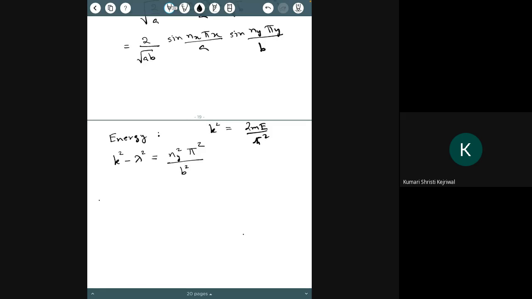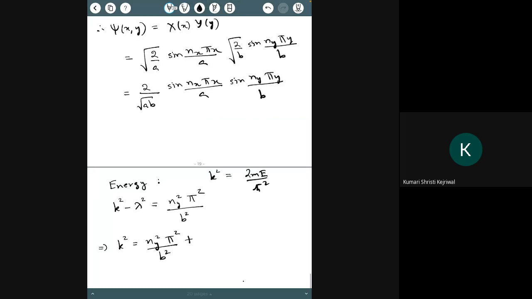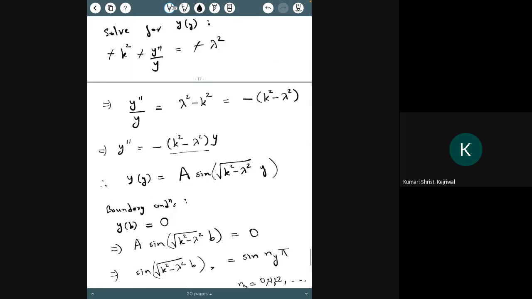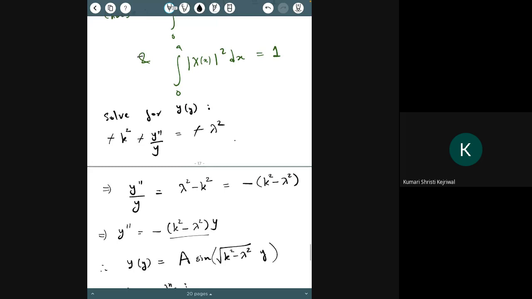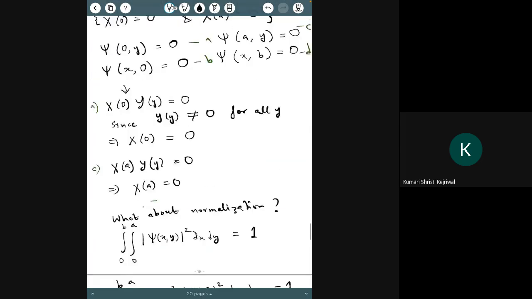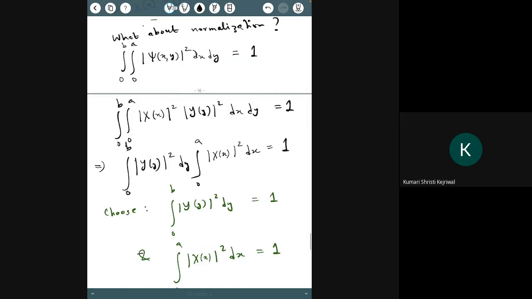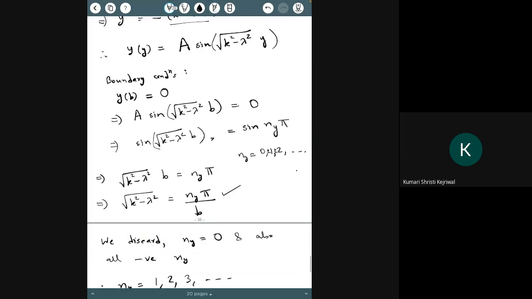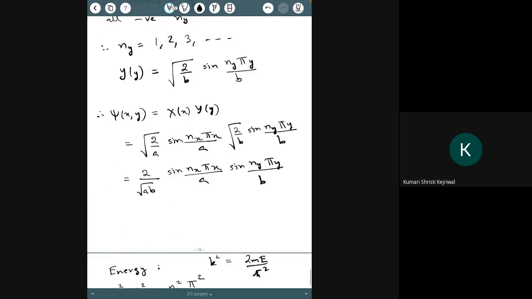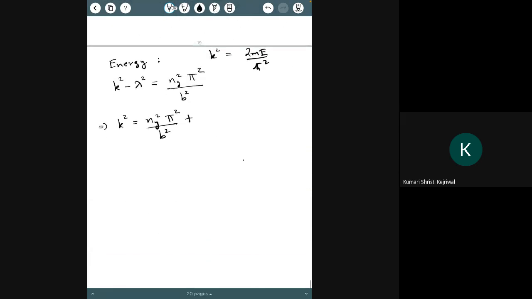This is this. And that tells you that k square is equal to plus, okay, remember lambda square? We also know what lambda square is. So we found out lambda square somewhere. Lambda square was related directly to nx squared. So that was nx square pi square by a square.